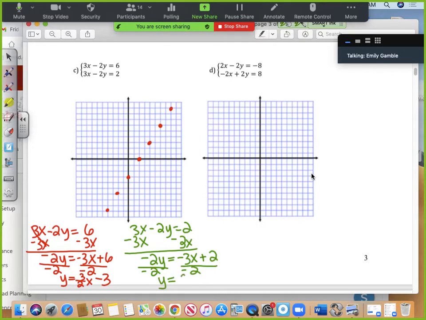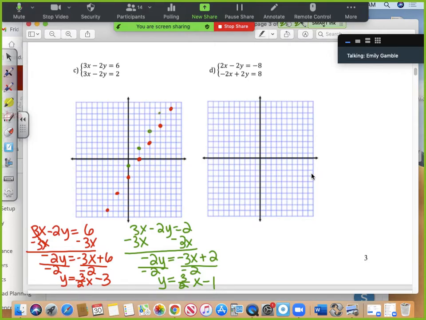I get y equals 3 over 2x, and then minus 1. So I can already see that these lines are very similar. They both have the same slope. I know lines with the same slope are parallel. This one starts at negative 1 though instead of negative 3, but the slopes are still up 3 to the right 2, up 3 to the right 2.